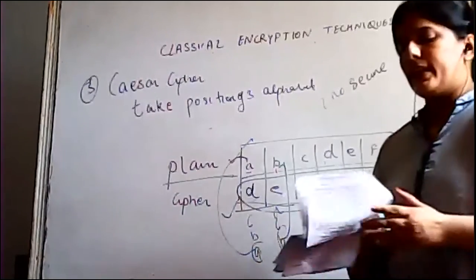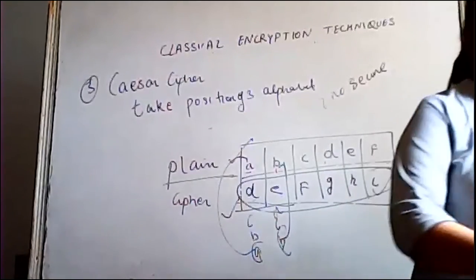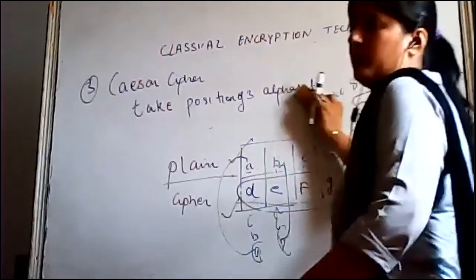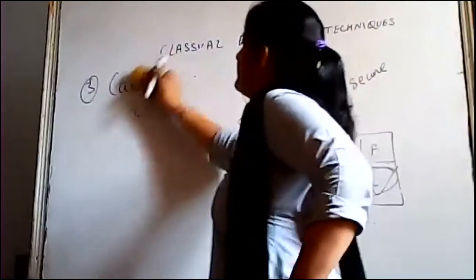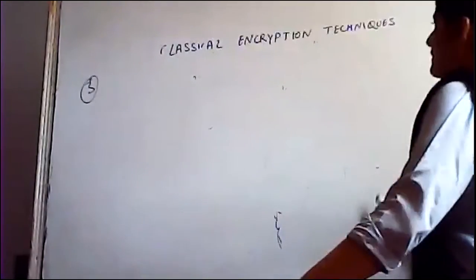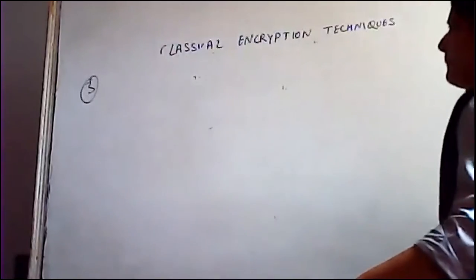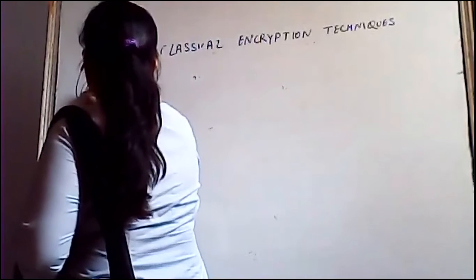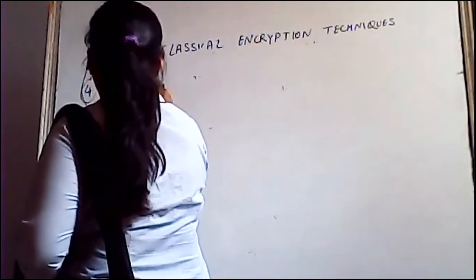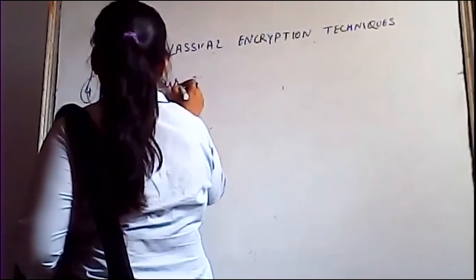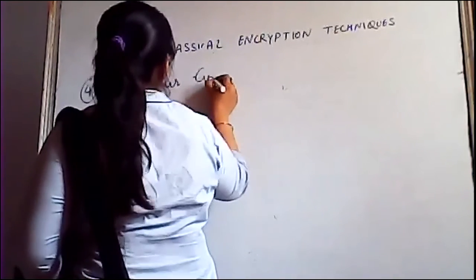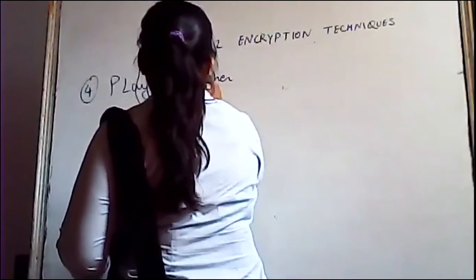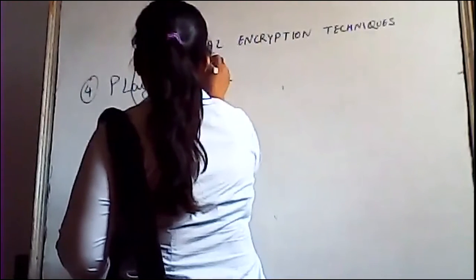Fine. Now the next technique is the Playfair cipher. Now this is the fourth technique that I am discussing, the Playfair cipher, a substitution cipher, you can say.